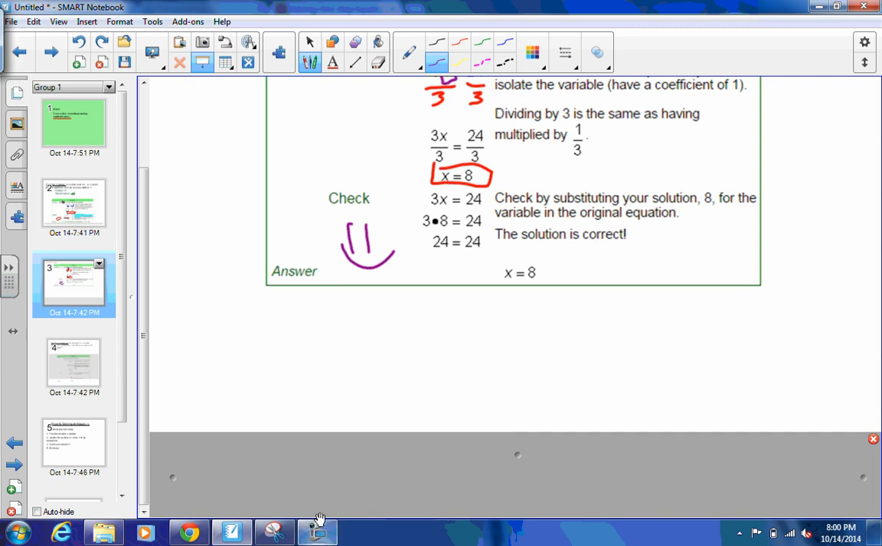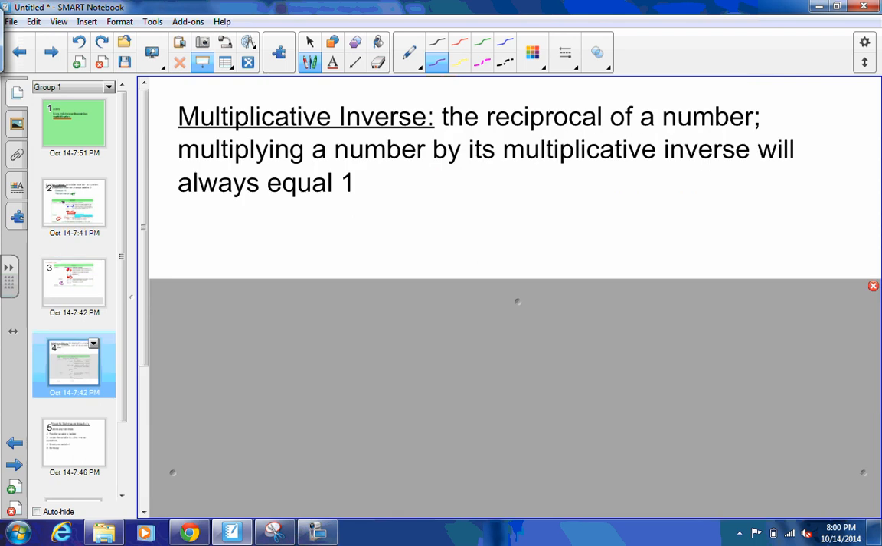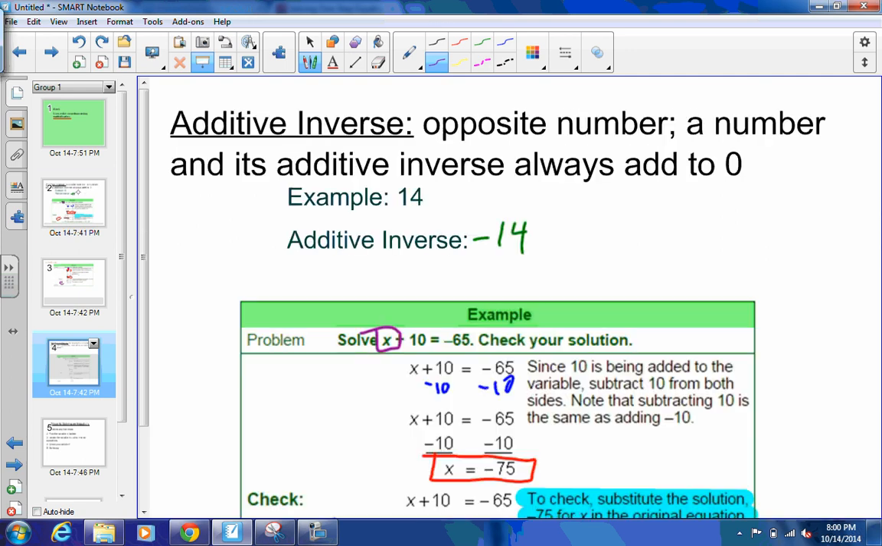Let's just move on to our new thing, which is using multiplication. The first thing I would like you to remember, though, I'd like you to know here is the multiplicative inverse. It's different. It is different than the additive inverse. The additive inverse, again, was just the opposite number. 14 would be negative 14. If you had, let's say, negative 12, the additive inverse would be 12.